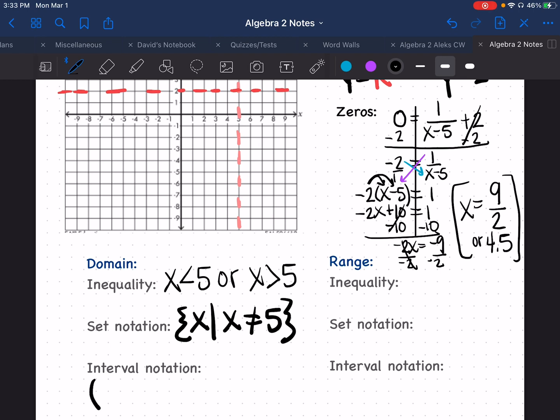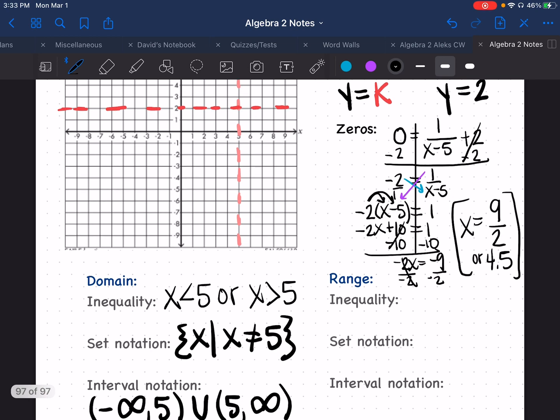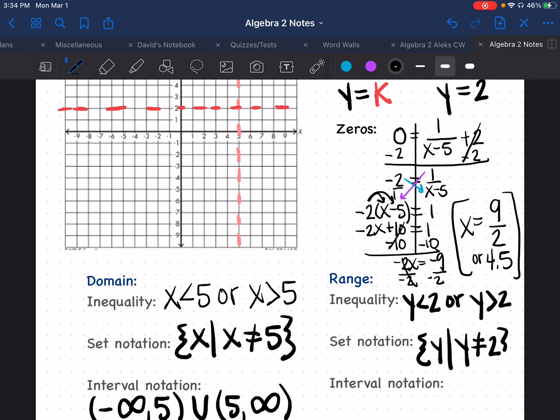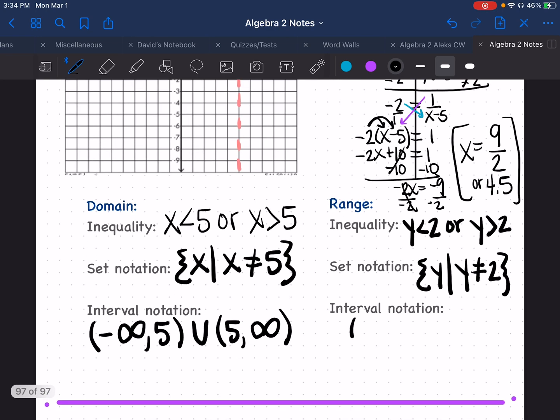And for interval notation, you're going to start with -infinity and go towards your h value, parentheses, union, your h value to +infinity. The range is just going to change to the y. So my y was equal to 2. I just moved it down so that I could see it right here. So y is less than 2 or y is greater than 2. My set builder notation, y such that y does not equal 2. And for my interval notation, -infinity to 2, union 2 to infinity.